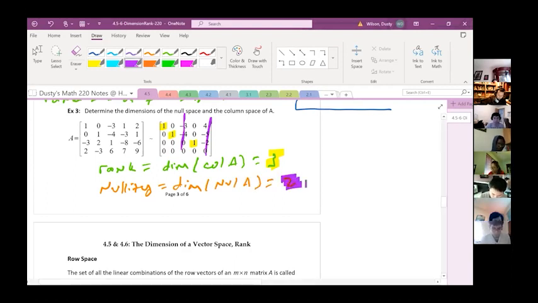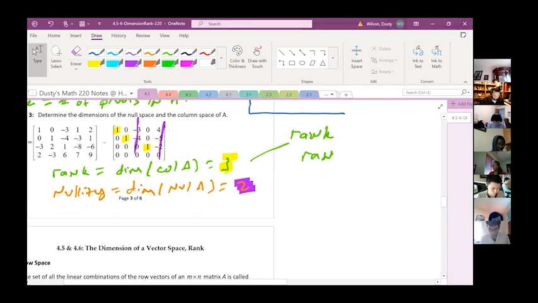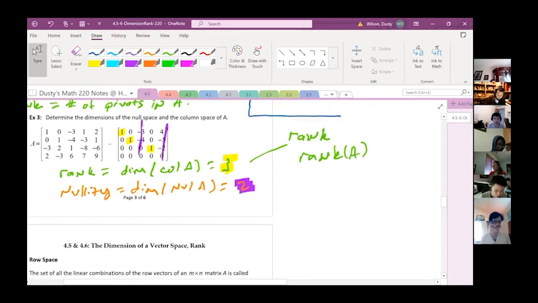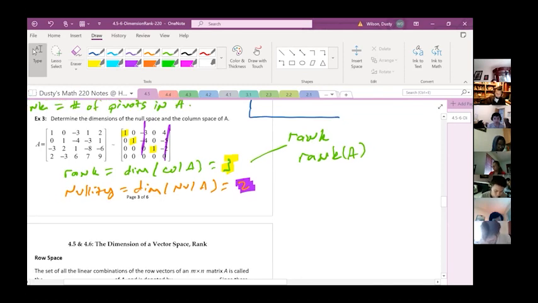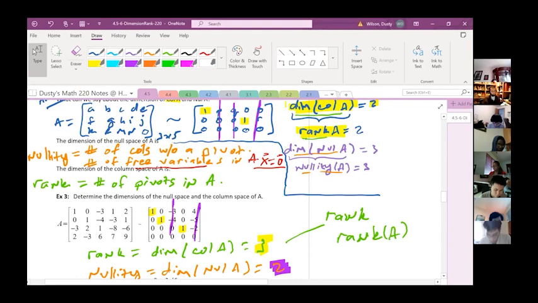And one thing you might notice is that here you could say rank, or you could say rank A. We've got a little bit of freedom in that particular notation. Questions?